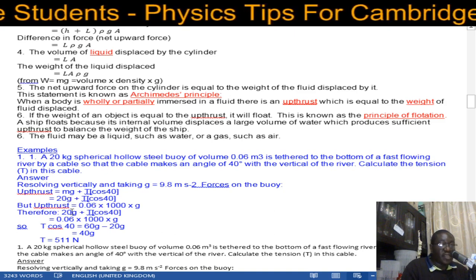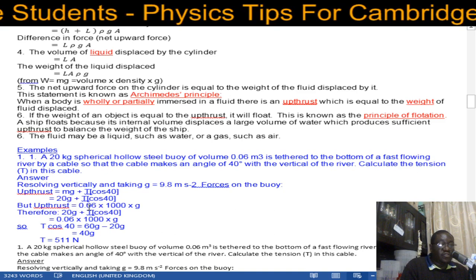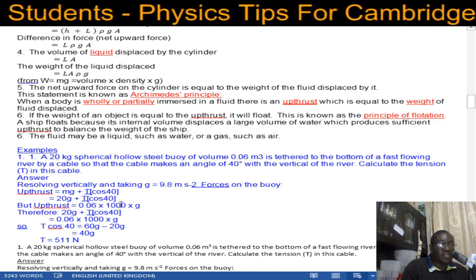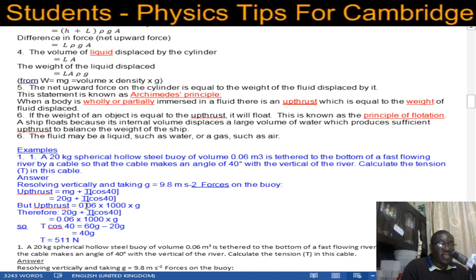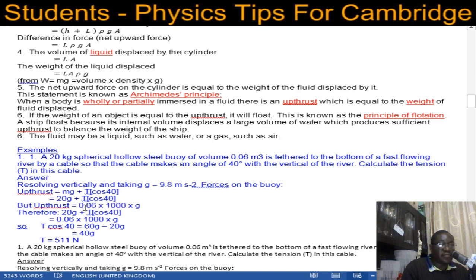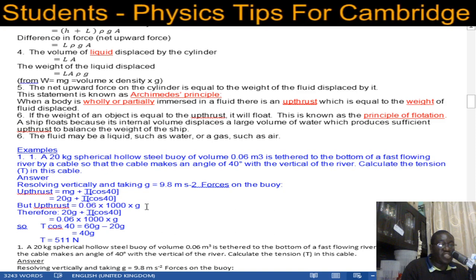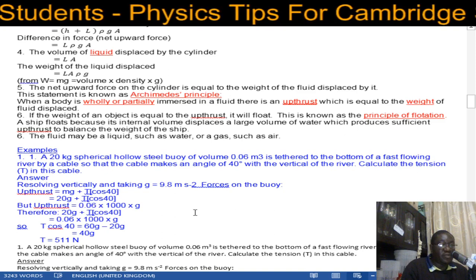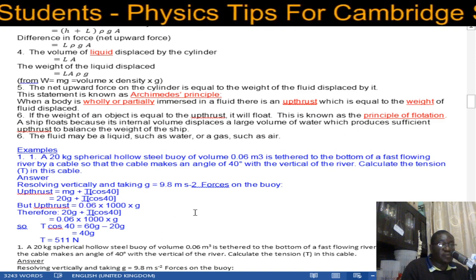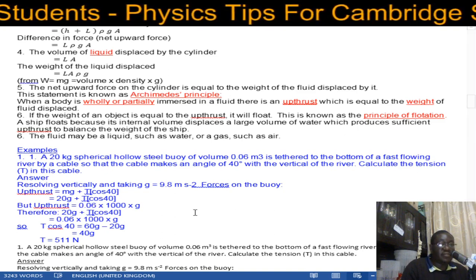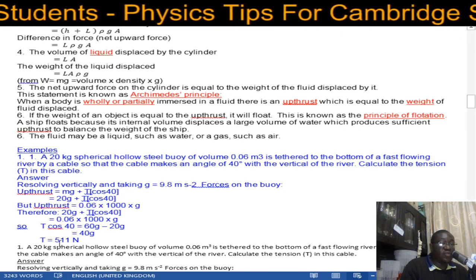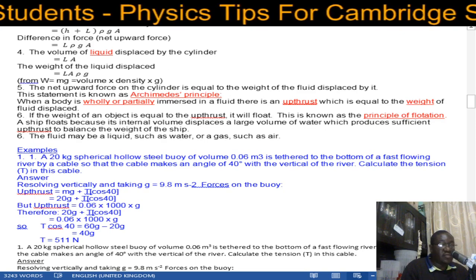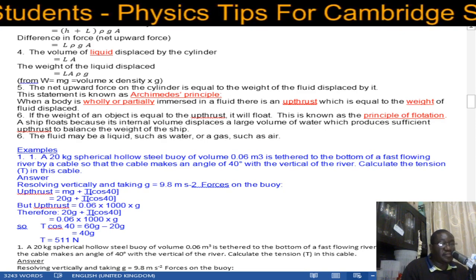But upthrust is equal to rho V g, like I said. Rho is 1000, which is the density of water, and then 0.06 is the volume, and then g. So rho V g is upthrust. Then we are going to equate, therefore, rho V g is equal to 20g plus T cos 40. Now, making T the subject will give you T is equal to 511 newtons. Please work it out and then comment if you do not understand.